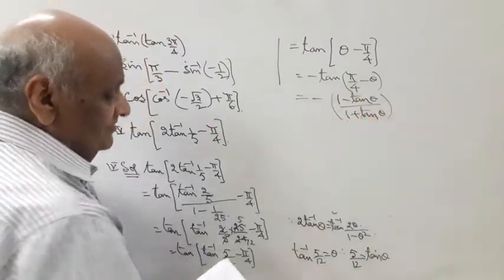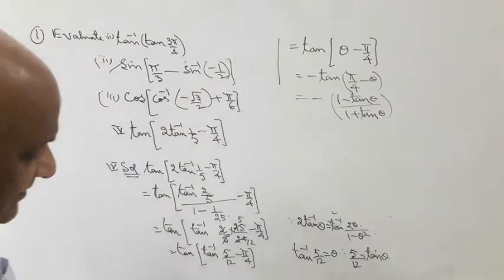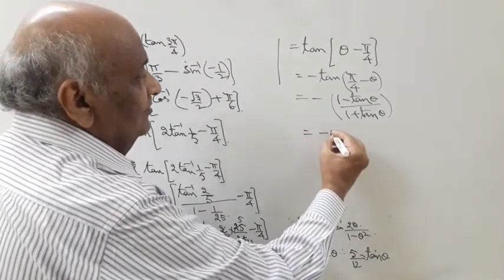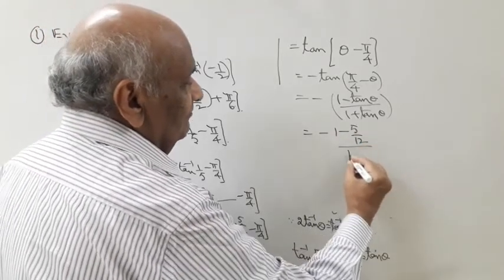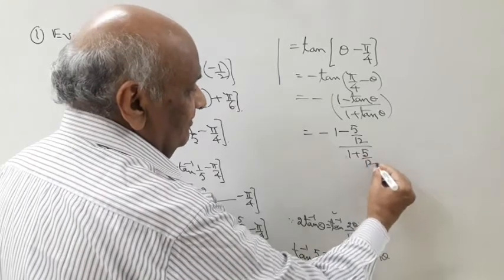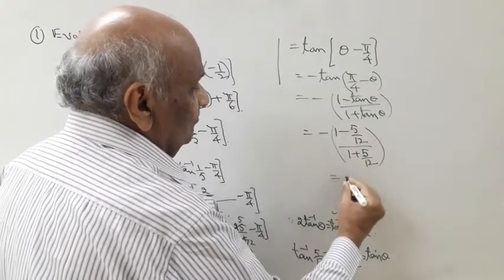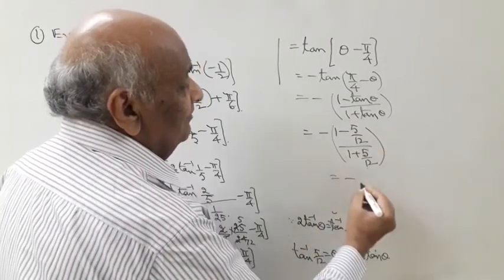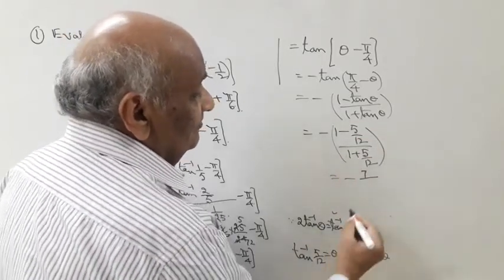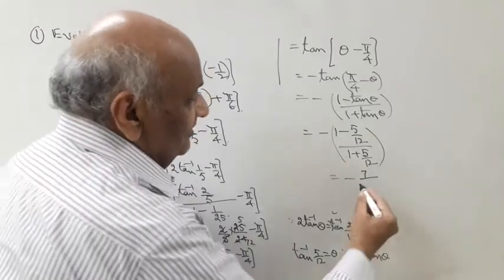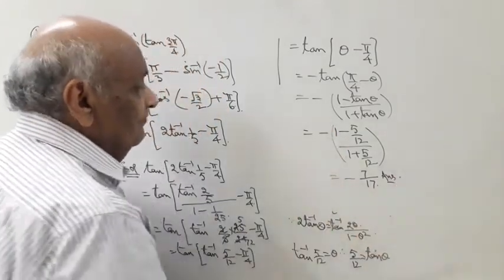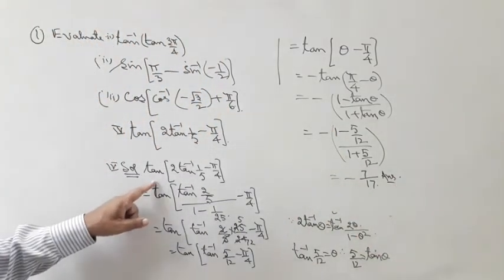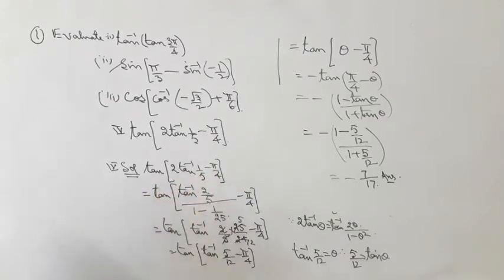Therefore, because it is tan(45° − θ), this will be minus of (1 − 5/12) over (1 + 5/12). This is equal to minus of (12 − 5) which is 7, upon (12 + 5) which is 17. So this is the answer: the value of tangent of (2 tan inverse 1/5 − π/4) is equal to minus 7/17.